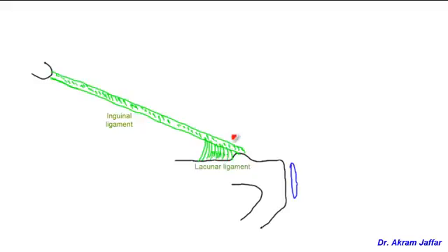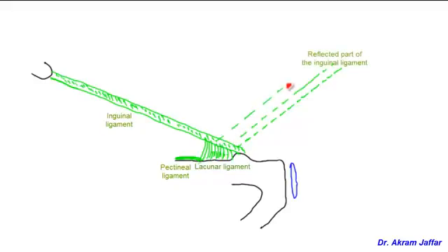Some other fibers extend laterally from the lacunar ligament over the pectineal line of the pubis, and these produce the pectineal ligament. There is another extension from the inguinal ligament, and these fibers are deep fibers that extend upwards and medially. As you can see them here, I will draw them dotted. These extend upwards and medially. They cross the midline, the linea alba, and they constitute what is called the reflected part of the inguinal ligament.